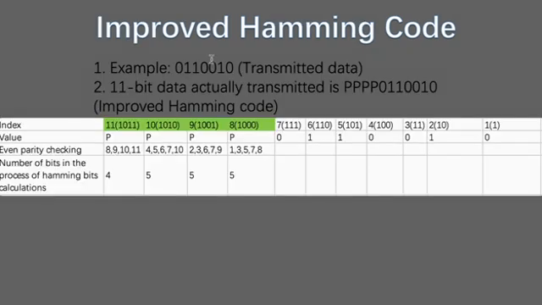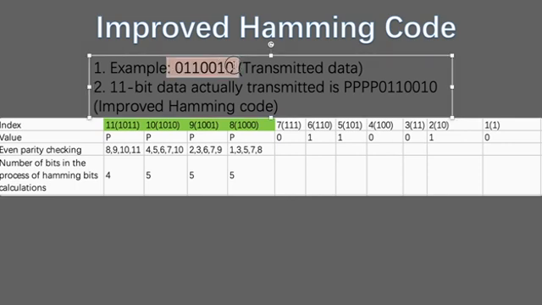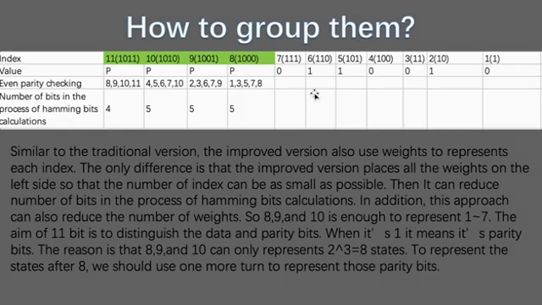Actually, the improved version is quite straightforward, and the idea is to put all the parity bits on the left side and the data on the right side. And here I will analyze a new version based on the example, and here is the transmitted data, and here is the actual Hamming code. And how to group them in the improved version.